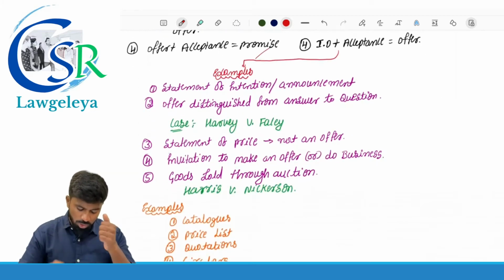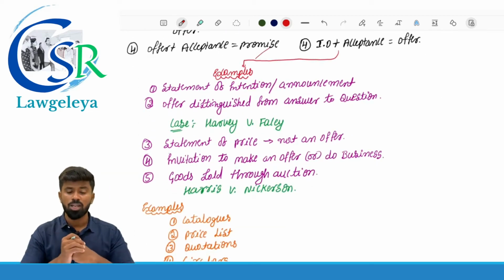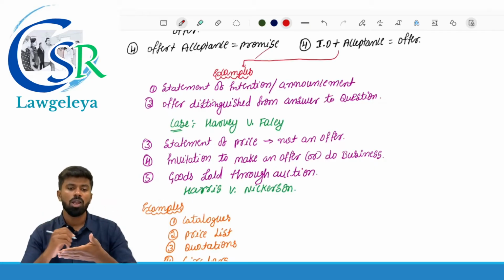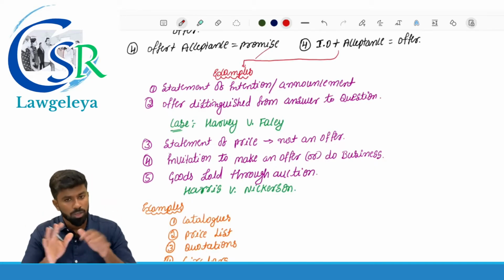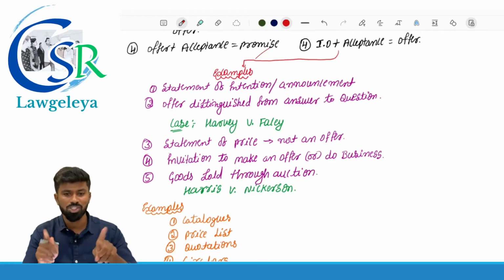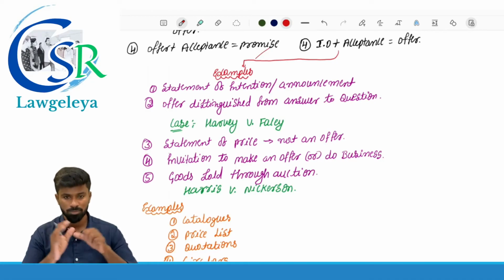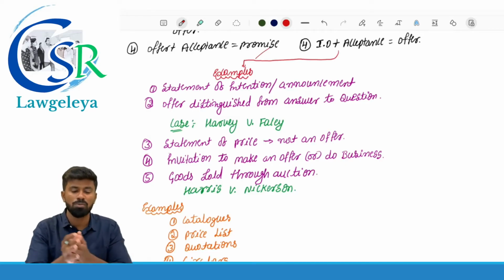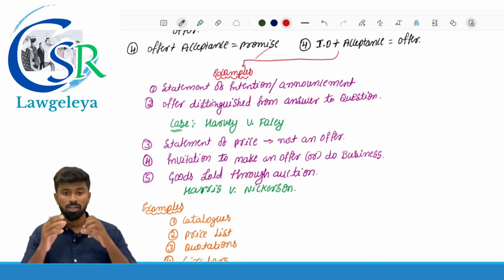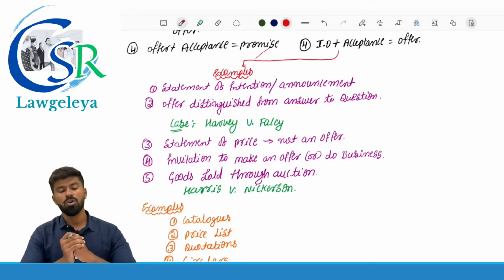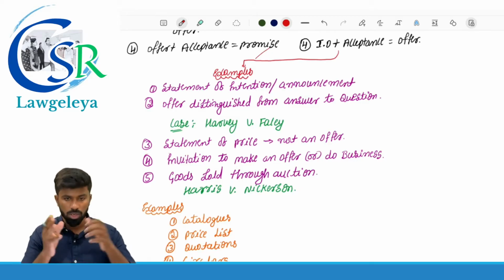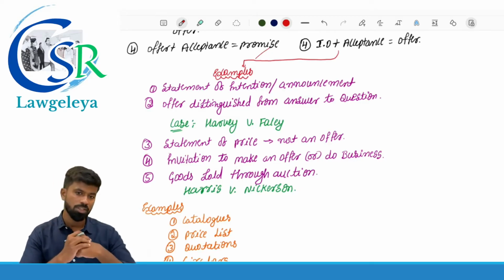Examples for invitation to offer: statement of intention or announcement. A father has made an announcement saying that he's going to will all his property to his son. Is it an offer? No. Statement of intention or announcement is not an offer. It is what? Invitation to offer. Offer should be distinguished from what? Answer to a question. If there is just an answer to a question, is it called an offer? No. It is called what? Invitation to offer. For this, we have a case study called what?